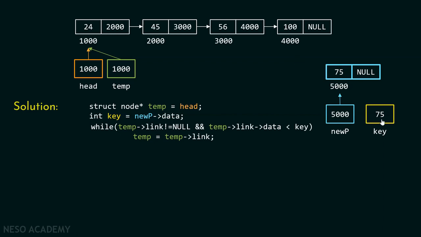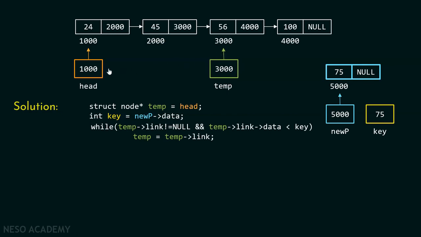Currently we have this value 75, so our temp pointer will stop at the third node. You can see that temp link data is not less than key. It is not less than key. So we will come outside of this while loop. That means temp pointer will stop at this point.